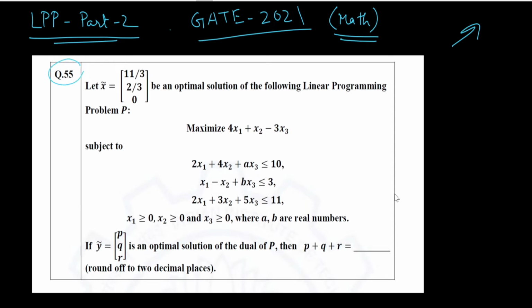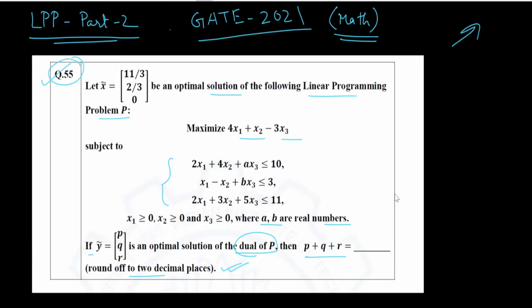Let's start with question number 55, that is the last question, which comes from LPP. The question says: let X be an optimal solution of the linear programming problem P, that is maximize 4x1 plus x2 minus 3x3 subject to these three conditions, where x1, x2, x3 are non-negative and a and b are real numbers. If y bar is an optimal solution of the dual of this LPP, then what is the value of p plus q plus r, rounded up to 2 decimal places?